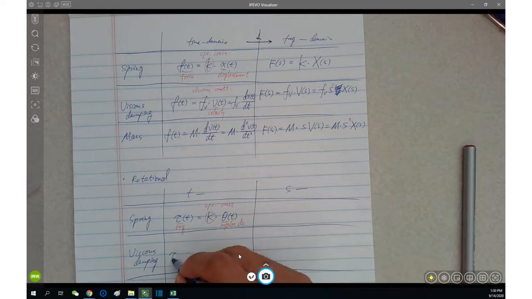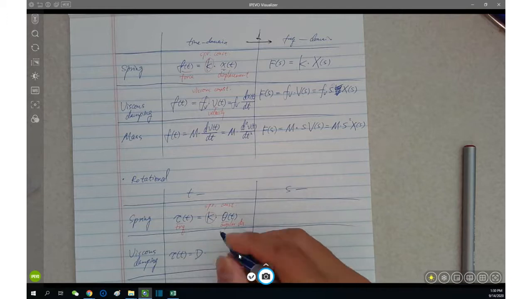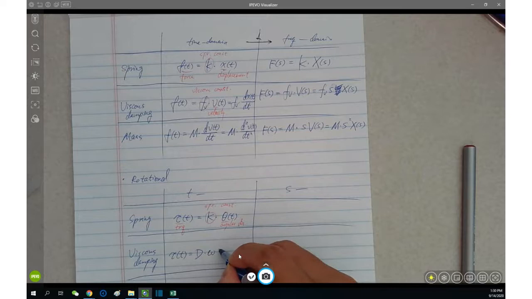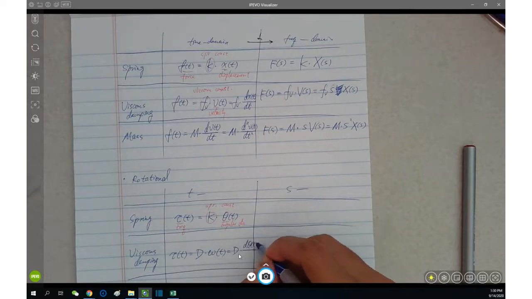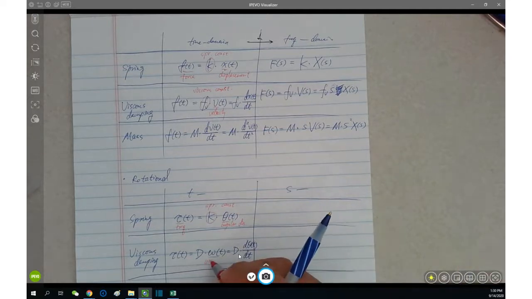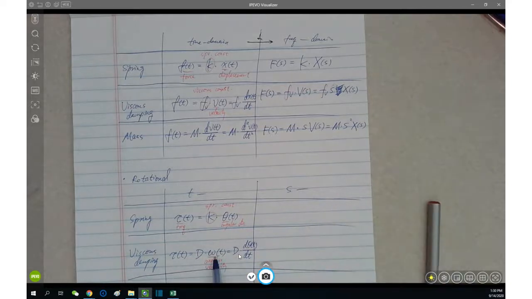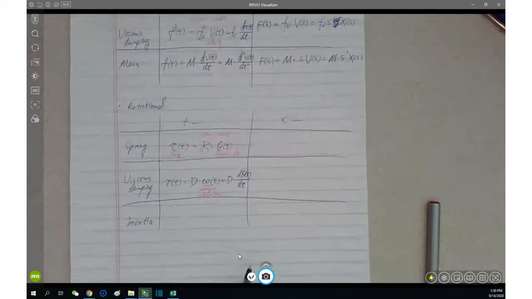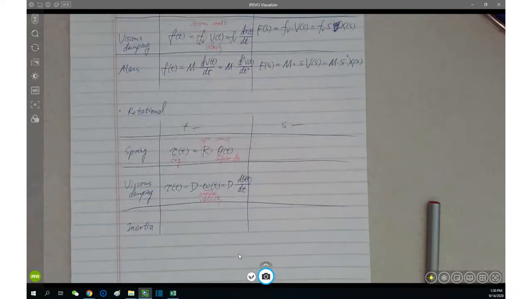And here, the torque tau of t equals D times angular speed, omega of t, and then D times the derivative d theta dt. So this guy is angular velocity. Omega is angular velocity. You know this very well, actually. Which further equals the derivative of the angular displacement. That makes perfect sense.